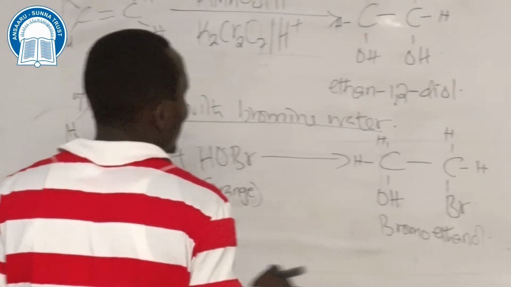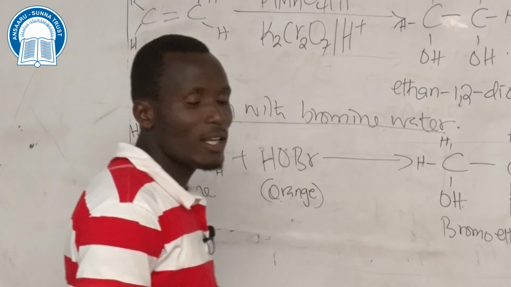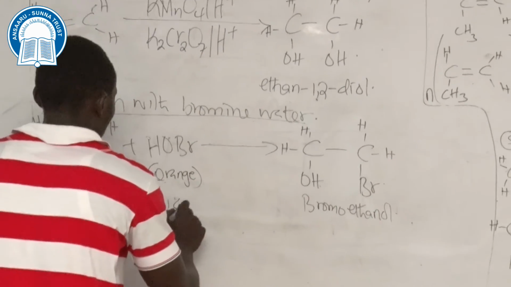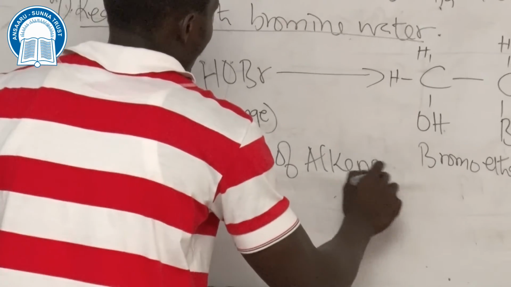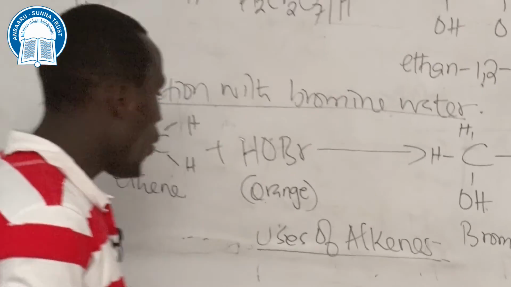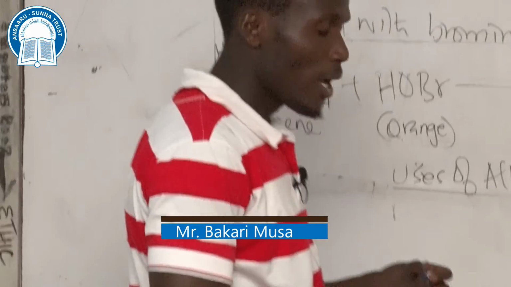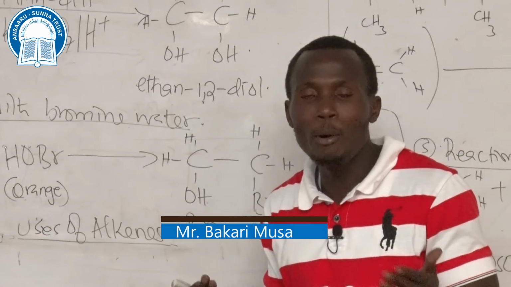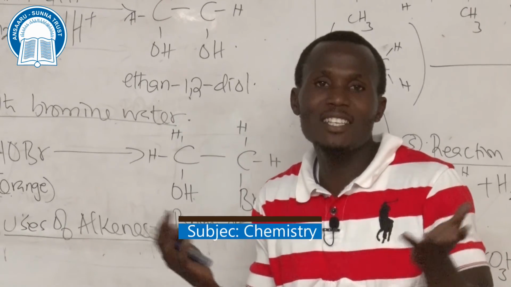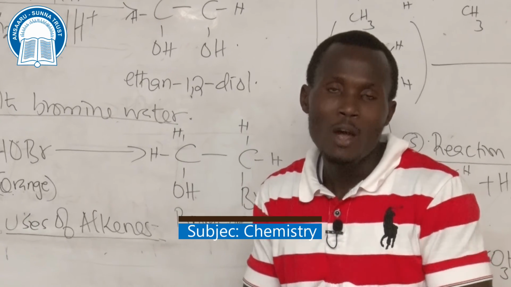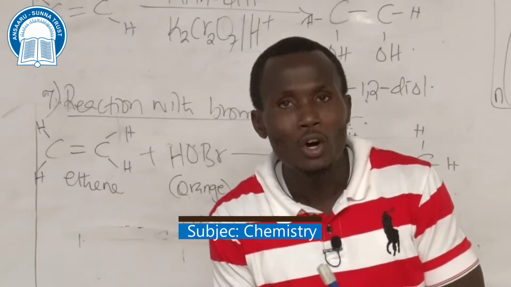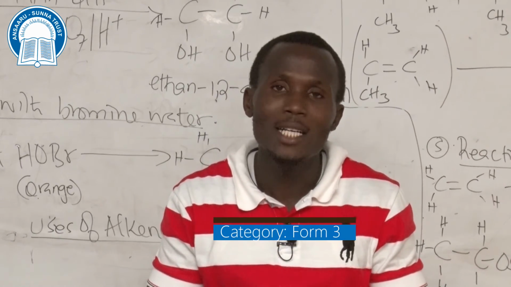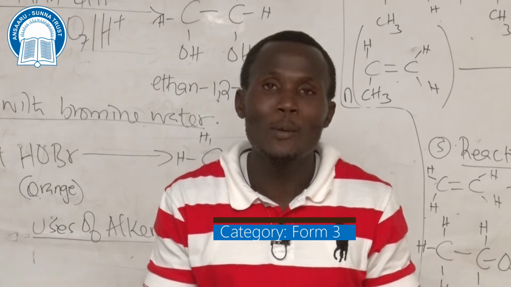Now we move to the last part of alkenes, which is the uses of alkenes. One use of alkenes is in the making of polymers. We have synthetic polymers. We have polythene bags. We also have plastic containers. We also have even shoes made of plastics. If you check a plastic chair, at the back you will get PP, polypropylene.